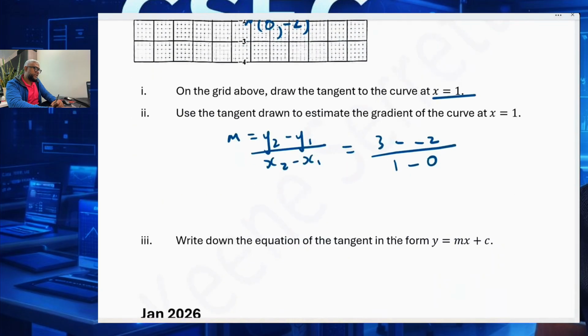So what is the gradient of my line here? This will be 5 over 1, which will be 5. 5 divided by 1 is 5. Okay? That's the gradient of my line. Are we looking here?